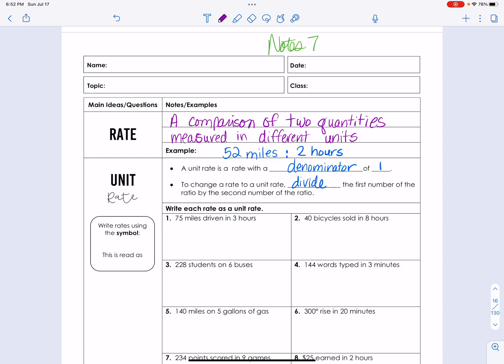For example, a unit rate uses the symbol divide, and it's read per. Okay, we're going to use that word per a lot. So this is 75 miles in 3 hours. So this is 25 miles per hour. You've heard miles per hour before. Okay, and so you have 40 bicycles sold in 8 hours. So this is equal to 40 bikes. I'm not going to put bicycles per hour. So you can either use the word per or you can use the division sign.